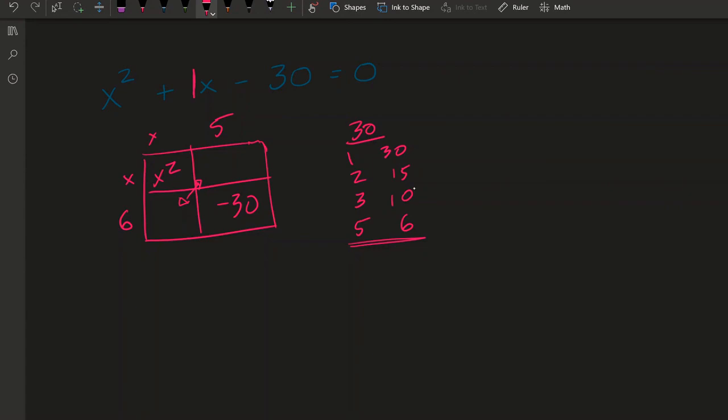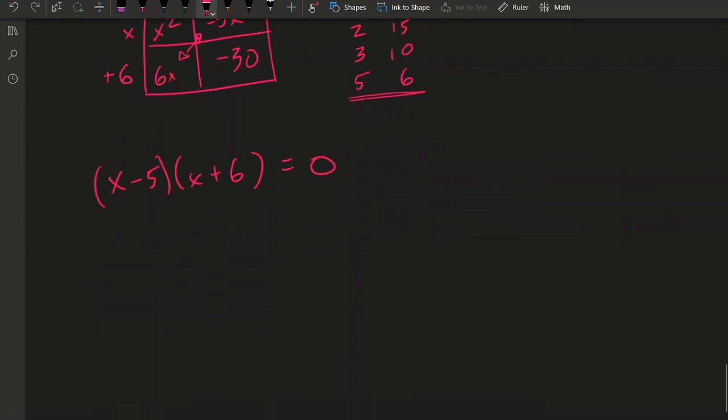Since I want my middle term right here to be a positive one, that means I probably want the bigger one to be positive, so I'll make the smaller one negative. They'll give me -5x and +6x, which when those two combine does give me +1x. So that means my equation now turned from x squared plus x minus 30 to x minus 5, x plus 6 equals 0.